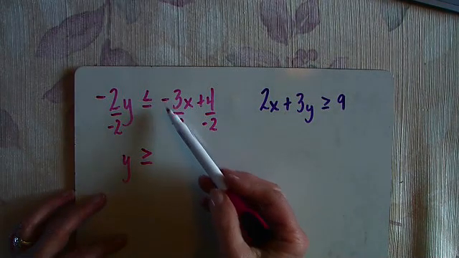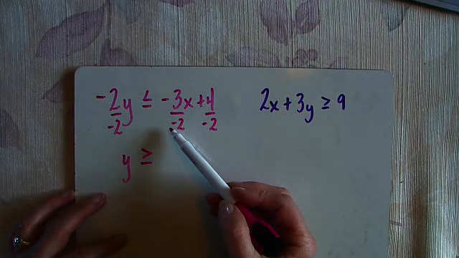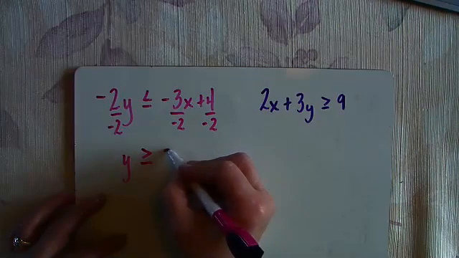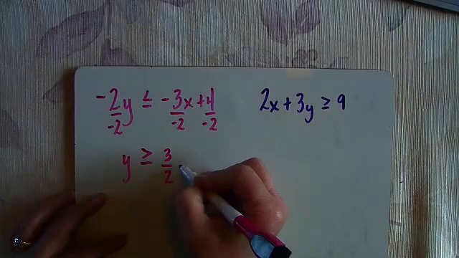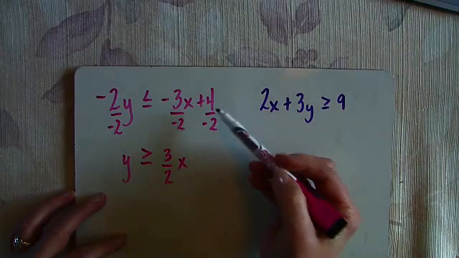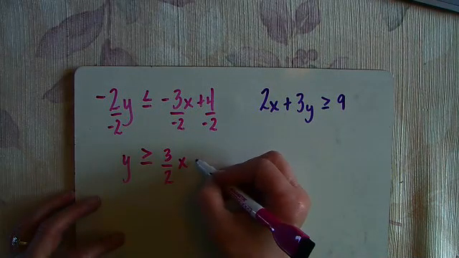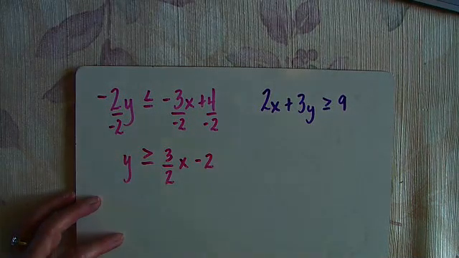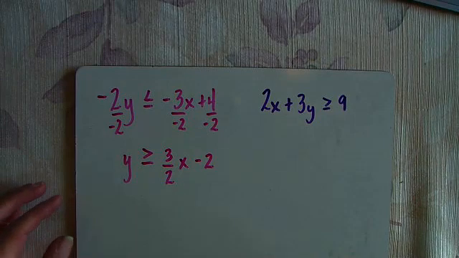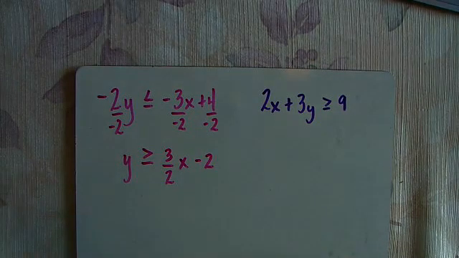Here we have a negative divided by a negative. So that will give me a positive. So my slope is going to be a positive 3/2. Okay, and then here we have a 4 divided by a negative 2. That would be a negative 2, and that will be my intercept. All right, so that one is ready to graph. We'll do that in a minute.